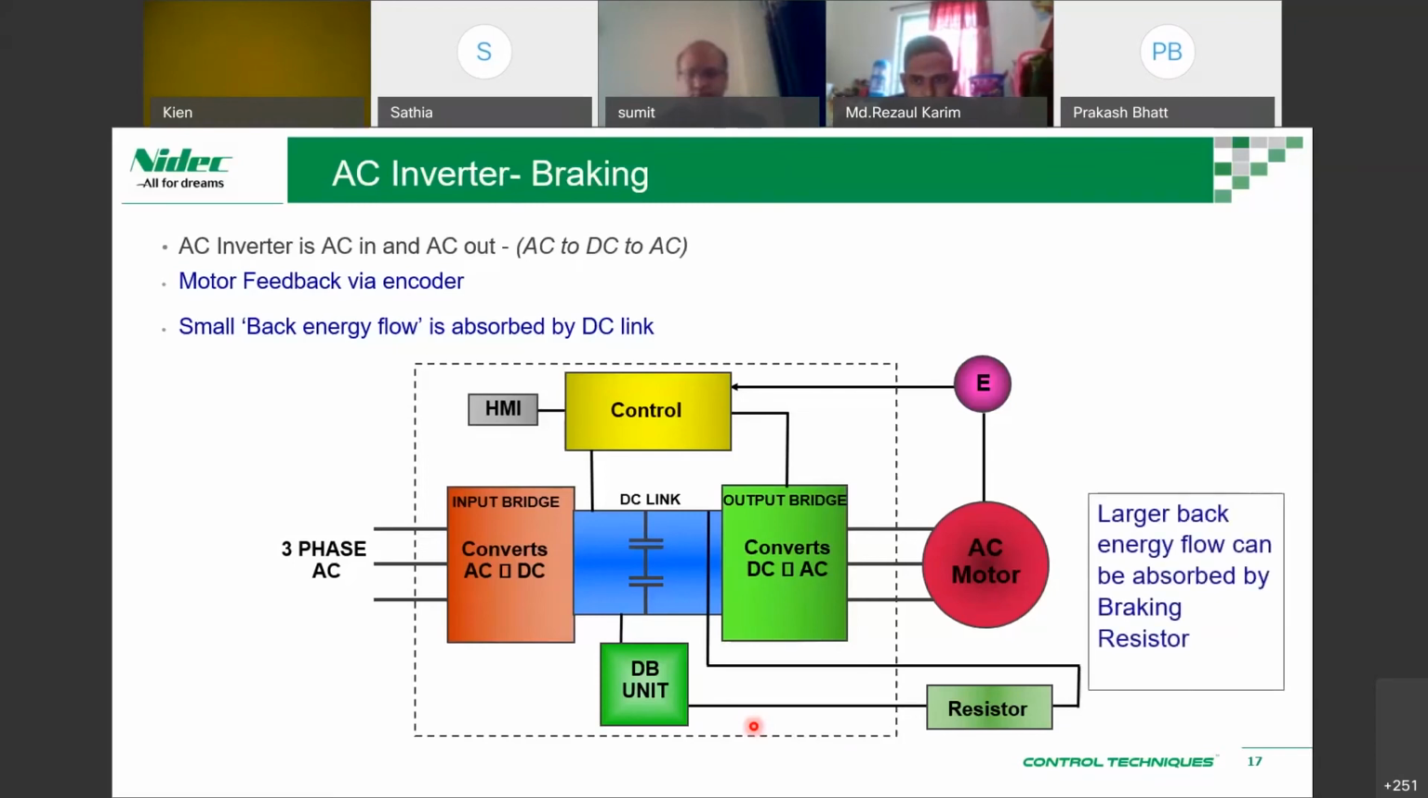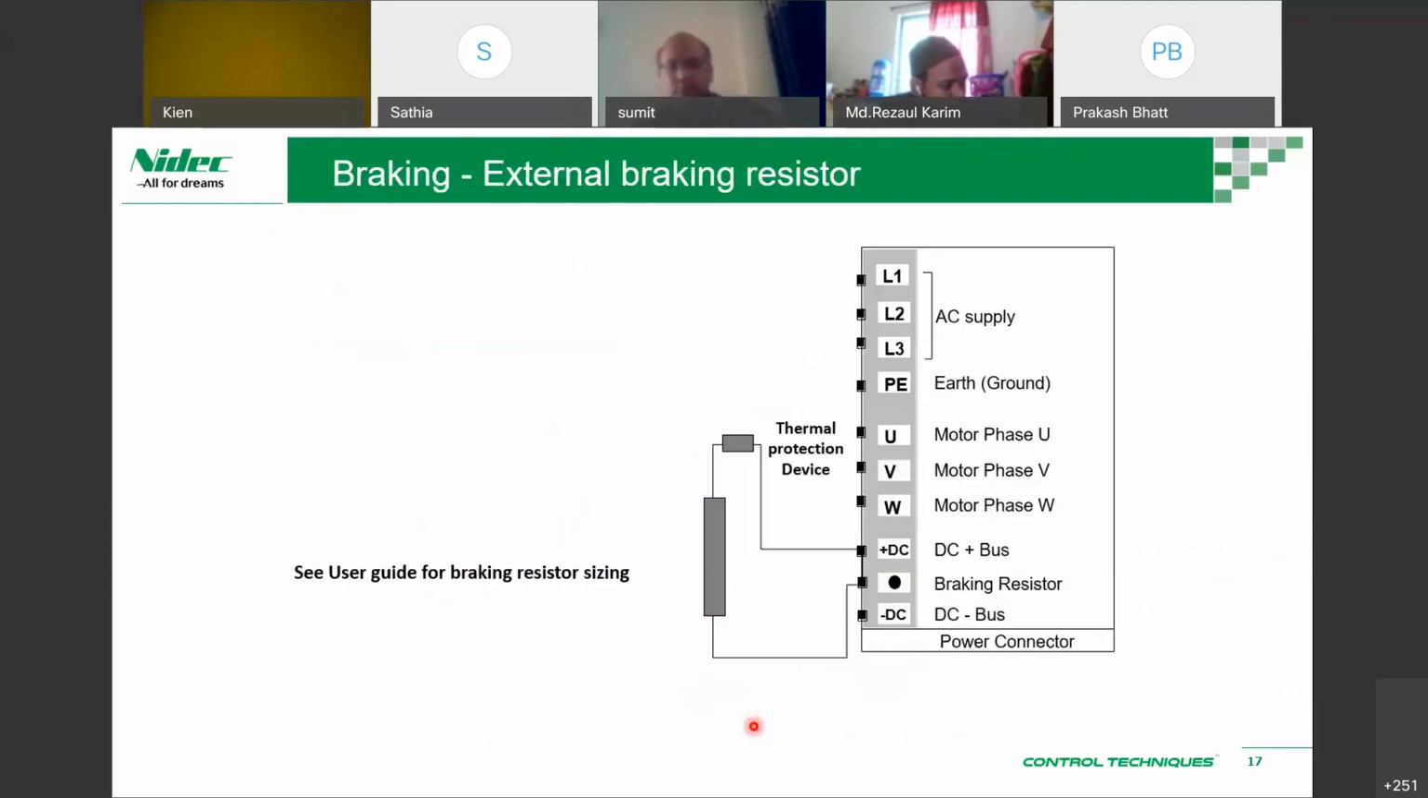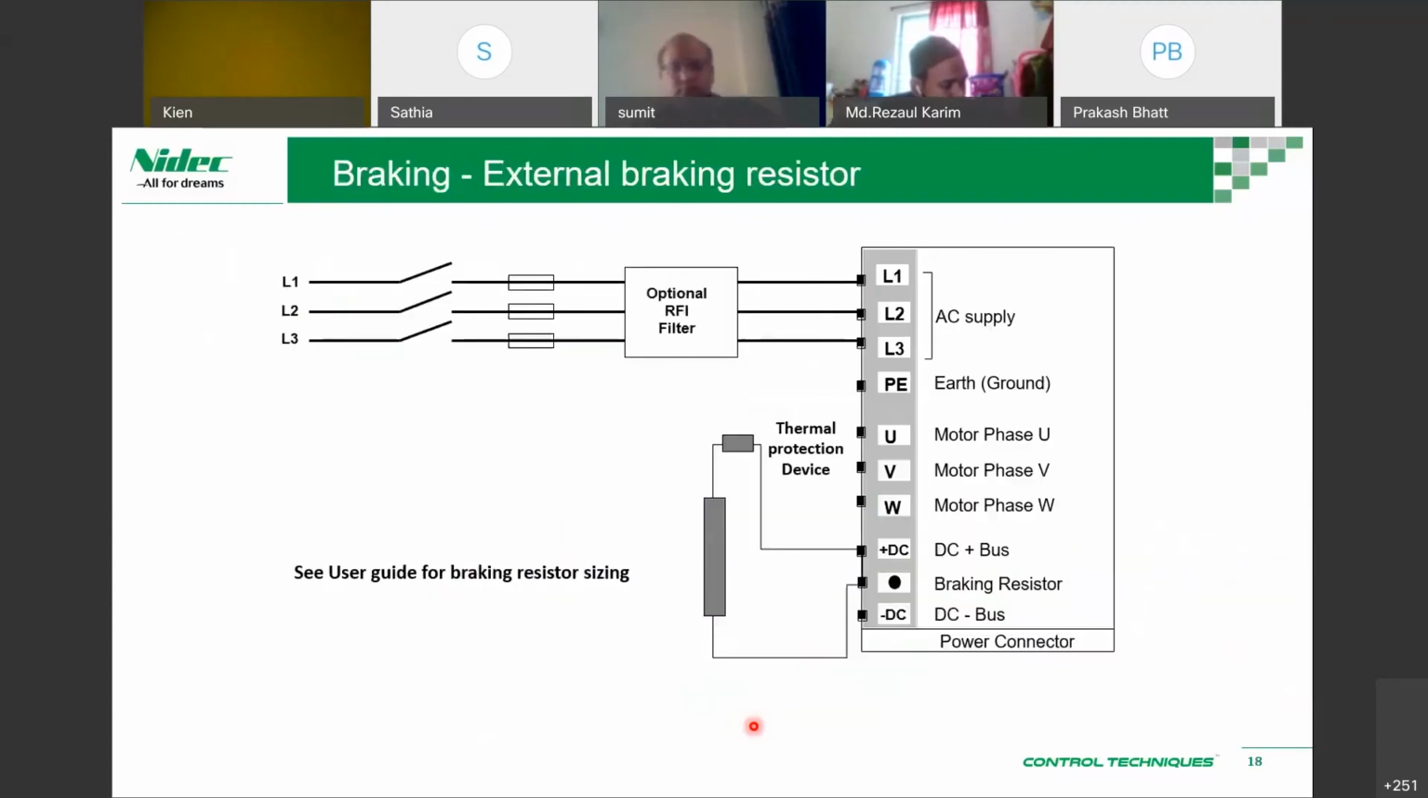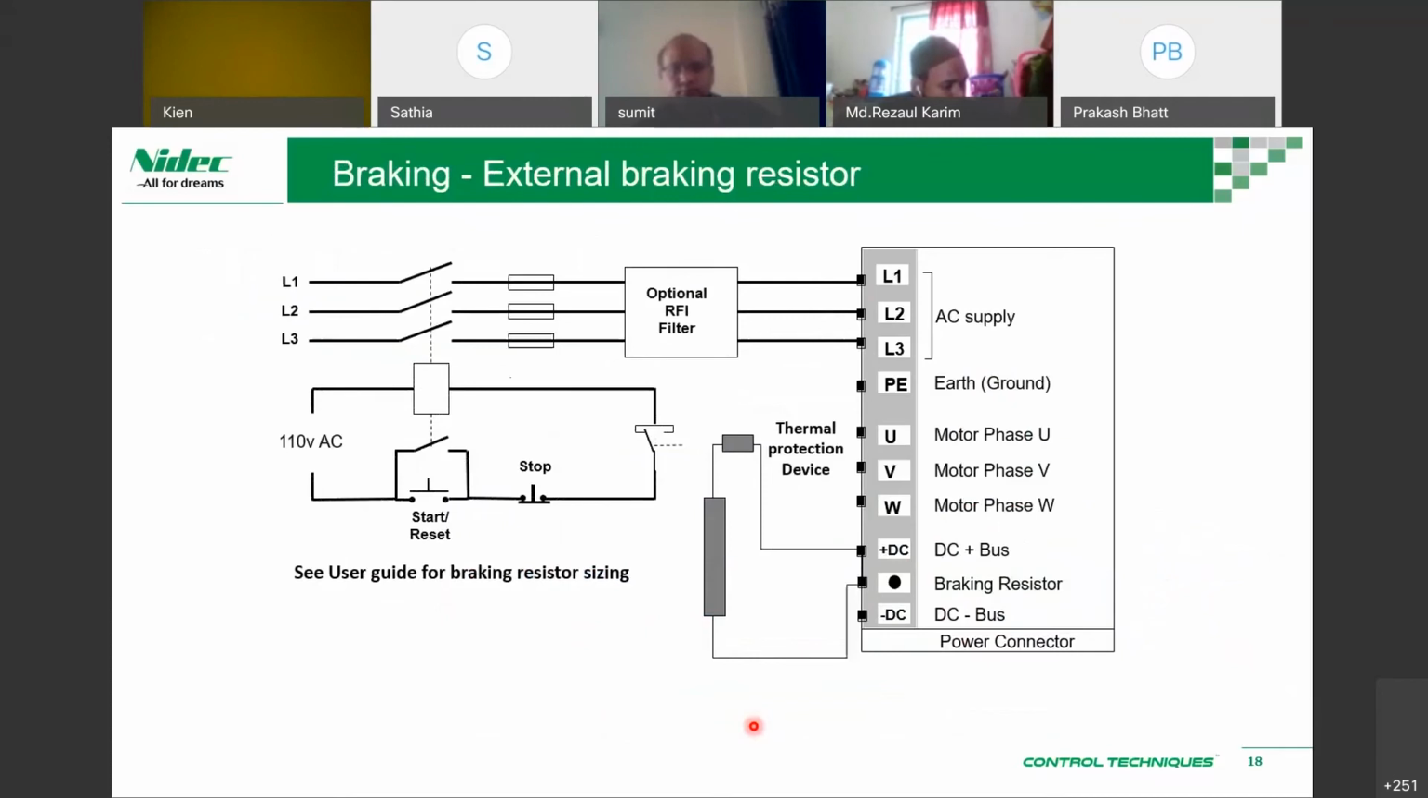So the larger back energy flow can be absorbed by the braking resistor. Absorbed as in it absorbs, then it heats up, and then it's dissipated as heat energy. This is a typical configuration of an external braking resistor. We connect the DC bus through a thermal protection device to make sure that if it's too hot, we break it off, because otherwise we wouldn't know whether this is good or bad.